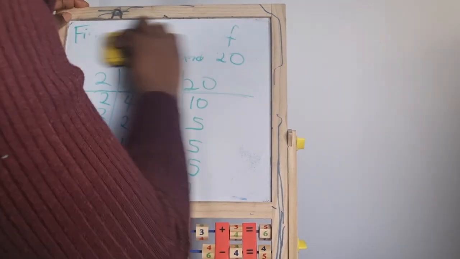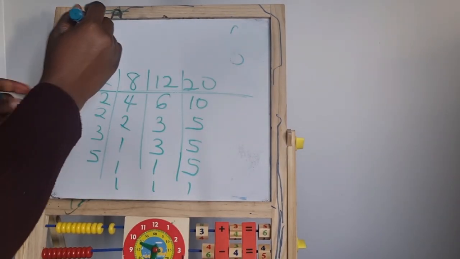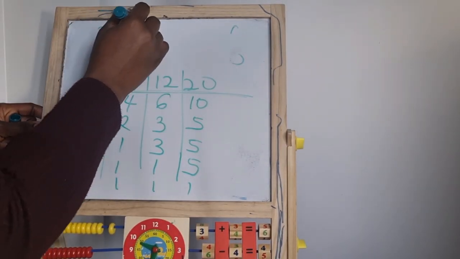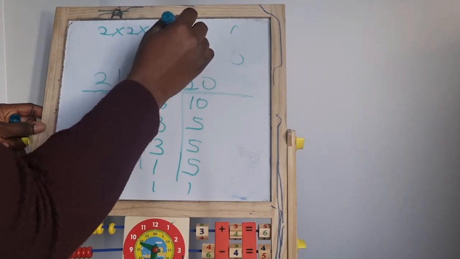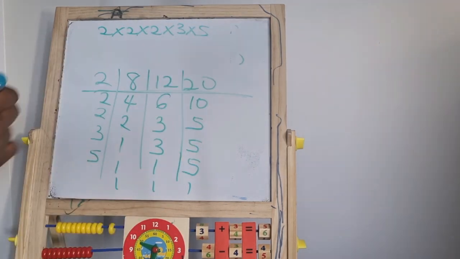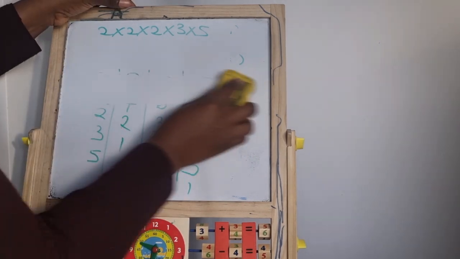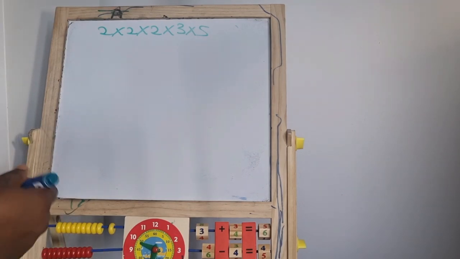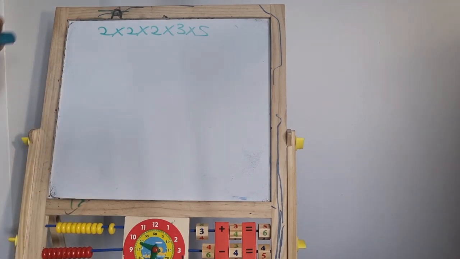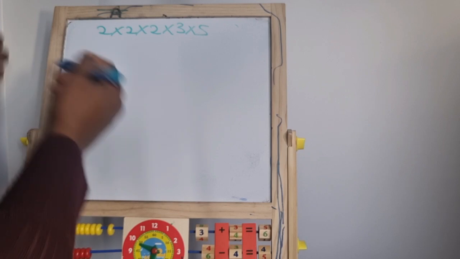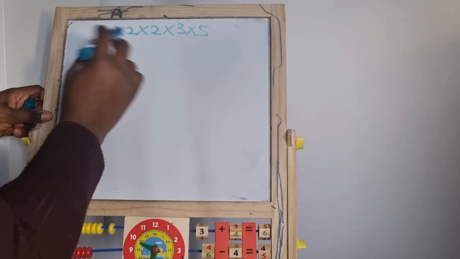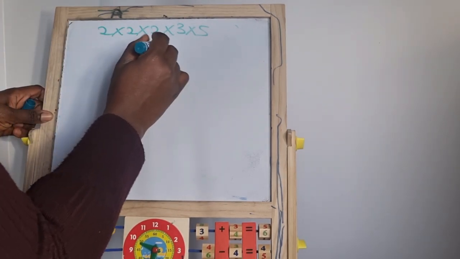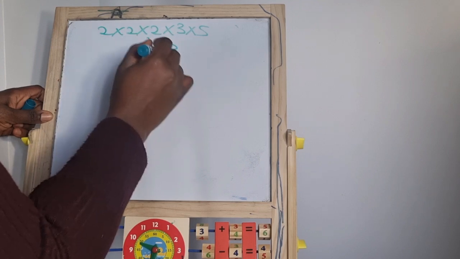Then we now have something like this: 2 times 2 times 2 times 3 times 5. So this is the LCM of 8, 12, and 20. If you have to leave the LCM as a product of its prime, then you just write 2 raised to power 3, times 5.